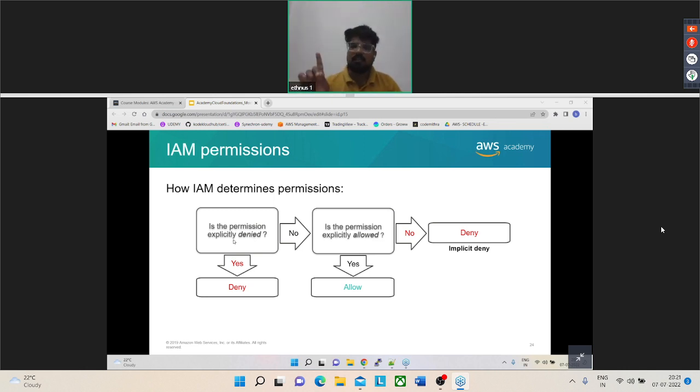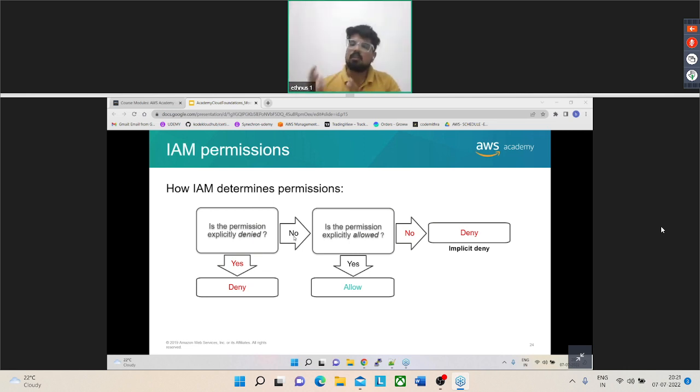If something is explicitly denied, for example if inside this policy I have written an explicit deny that he cannot access any other resources apart from EC2, then he will be denied access to any other resource apart from EC2. So it is checking whether the permission is explicitly denied. If it is explicitly denied, then he cannot access anything. Now suppose I have not written any explicit deny inside the policy which I have attached. So now let's check the other case.